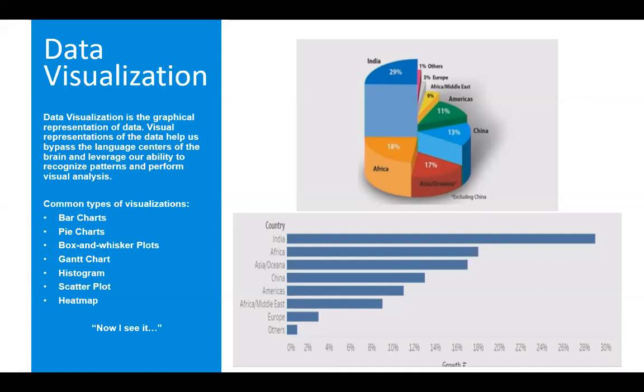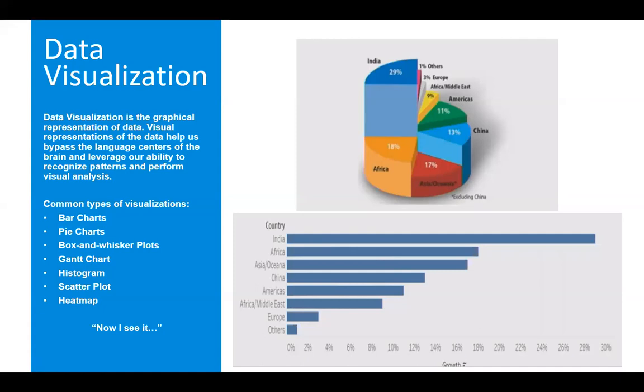It's very important that we choose the correct type of visualization for the story that we want to tell. For example, if you look at these two visualizations over here, they're both representing the same bit of information: population growth rates.